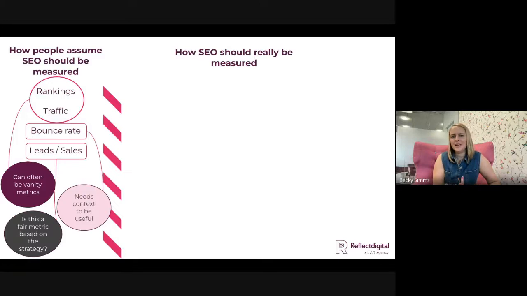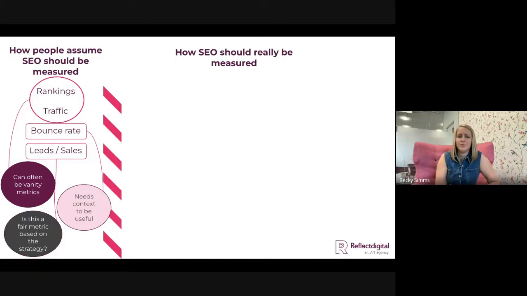And then leads and sales. Well, the question here is: is this a fair metric based on the strategy? We've been talking about awareness at the moment. If that's all you're optimizing for and someone's measuring you on how many sales came from SEO, well, probably not that many. It probably started the journey for lots of sales, but definitely wouldn't have been the final reason the sale got pushed across the line if that's not where you're optimizing your efforts.